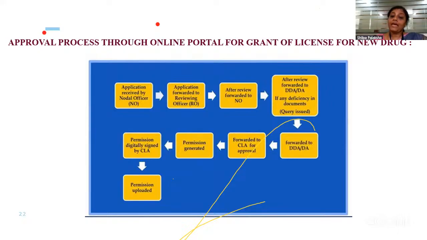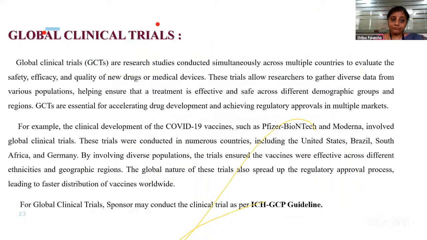Then it is forwarded to the DDA or DA. If there is any deficiency here, a query will be raised and it will be sent back. After approval, it goes to the permission grant. Once the permission is granted digitally, it will be uploaded. So this is how the whole process occurs online, which we studied in the last one.